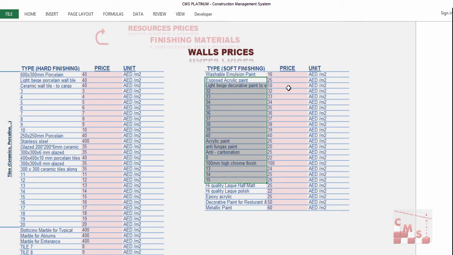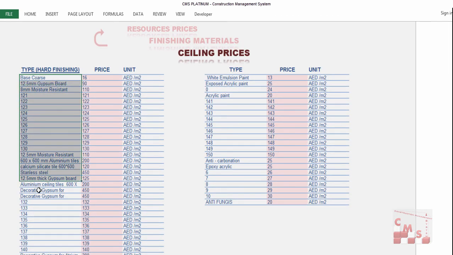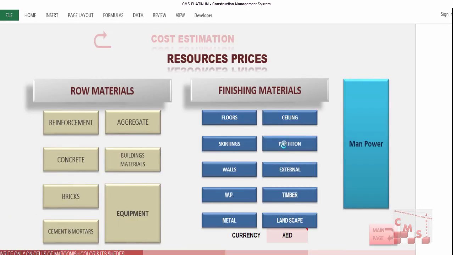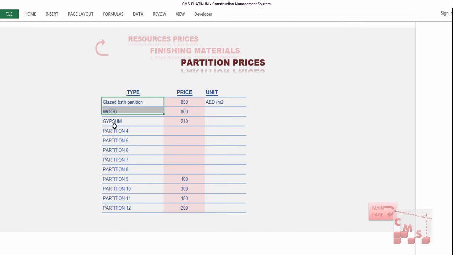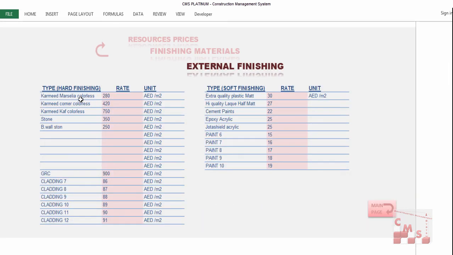For soft finishing, you will add the prices here. Ceilings are the same, with the same descriptions. You will add only the prices per square meter. Partitions are also the same. Whatever partitions you inserted in the quantity surveying, they are here. You will insert only the prices. For external work it is also the same. Whatever we inserted for materials, you will only add the prices per square meter.